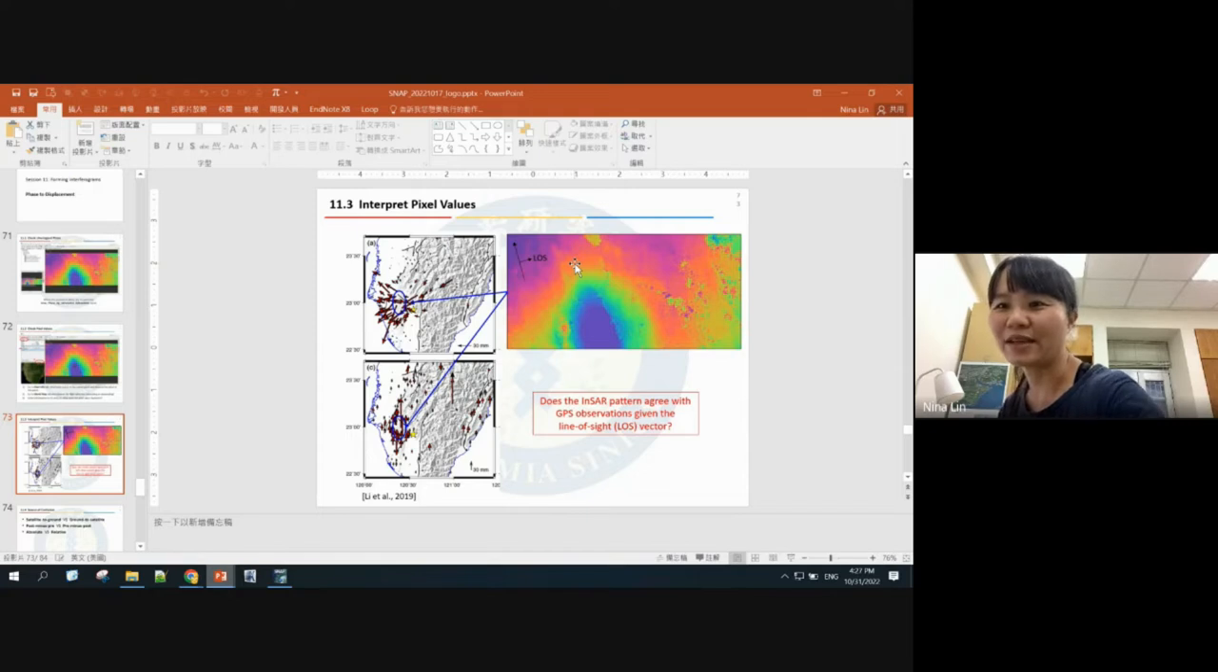I know this is confusing. Sorry, I didn't mention, this is the flight direction, how the satellite flies. And this is the look direction. Most radar satellites are looking to the right, so that's how you're looking at. But of course, some of the satellites are left looking, so you really need to be very careful when you obtain the data. You need to double check whether it's looking to the right or to the left.